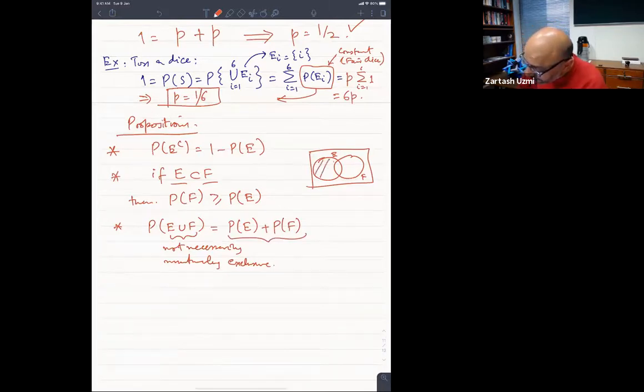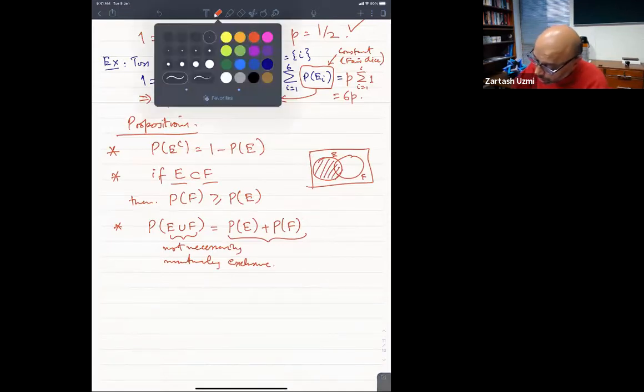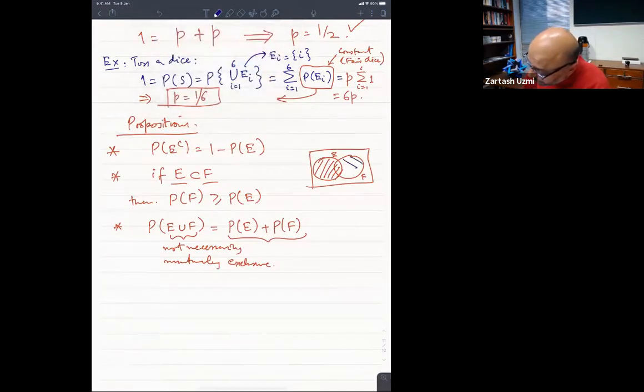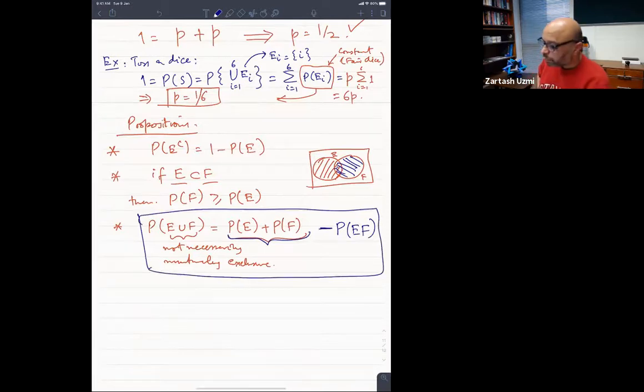कैसे? ये रेड वाला एरिया और ये ब्लू वाला एरिया. There is some intersection between the red and blue guy. So if I write this, that means this red and blue intersection area is being double counted. So I have to subtract that. वो एरिया क्या है? That area is E and F intersection. So this has to be E and F intersection. So this is a very important result. We will extend this next time.